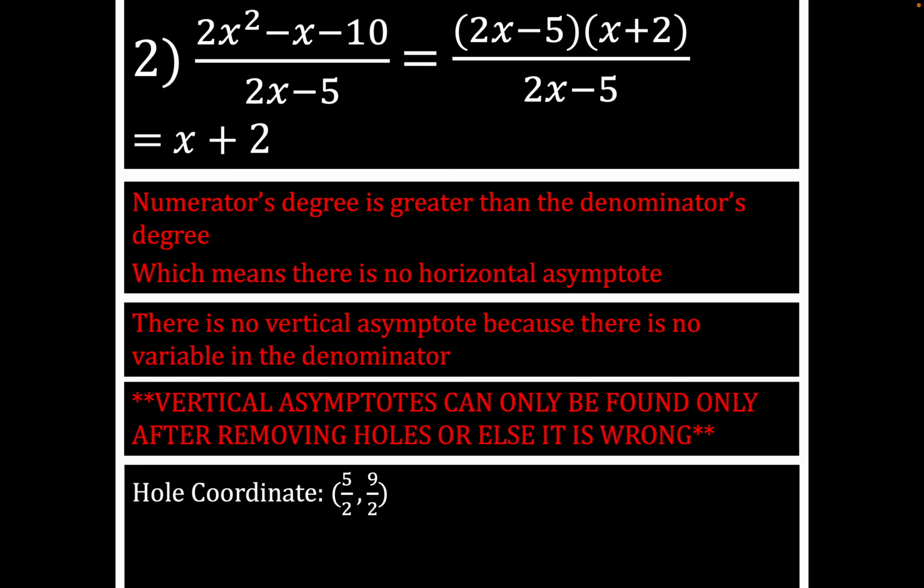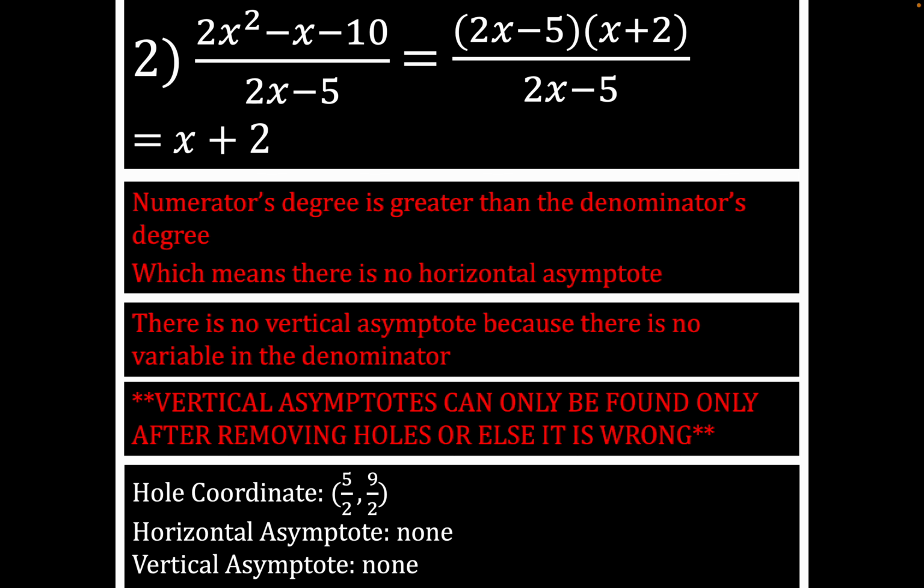So what we can do is 2x minus 5 equals 0, which we move the 5 to the 0 side, which gives us 2x equals 5. And then when we divide by 2, this gives us x equals 5 halves for the x part of our hole coordinate. And then when we plug 5 halves into x plus 2, this gives us 9 halves as the y, which means our hole coordinate is 5 halves and 9 halves. Our horizontal asymptote is none, and our vertical asymptote is none, because this is a regular slope.